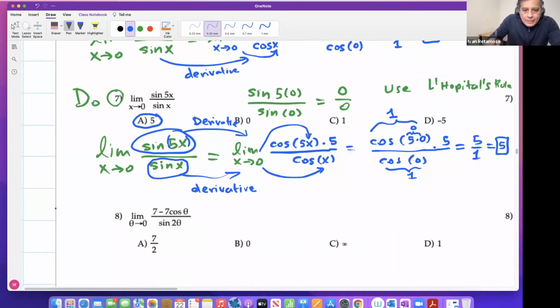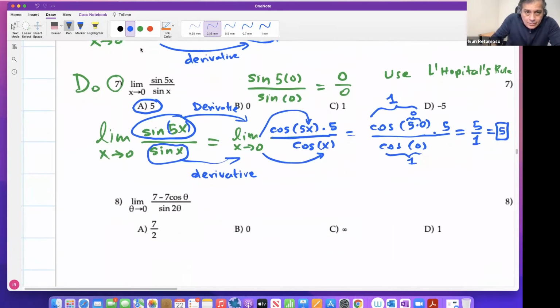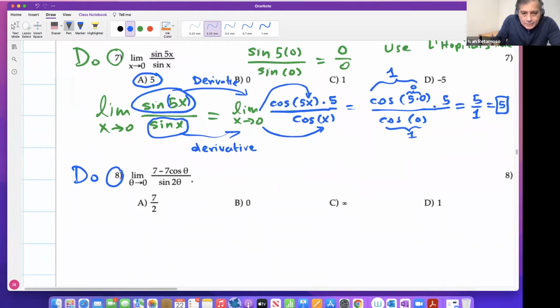Now, let's do this, and then I will show you an example where you will have to apply L'Hopital's rule twice. Try to do this. This is still the same format, but the next one, I think, is coming up. Try this, guys. Limit as theta approaches 0 of 7 minus 7 cosine of theta over sine of 2 theta.